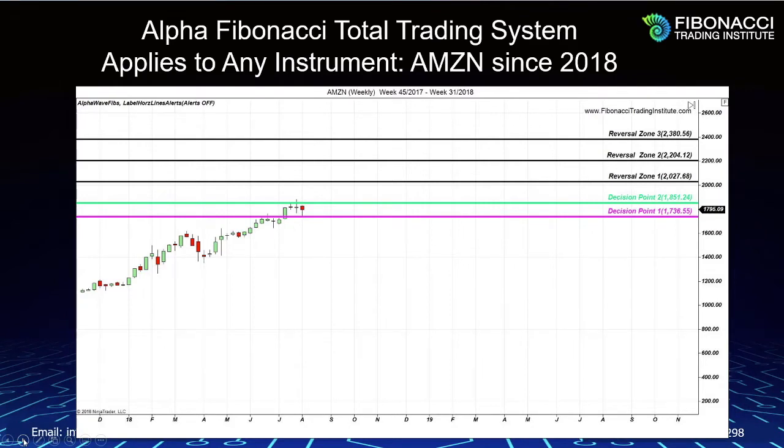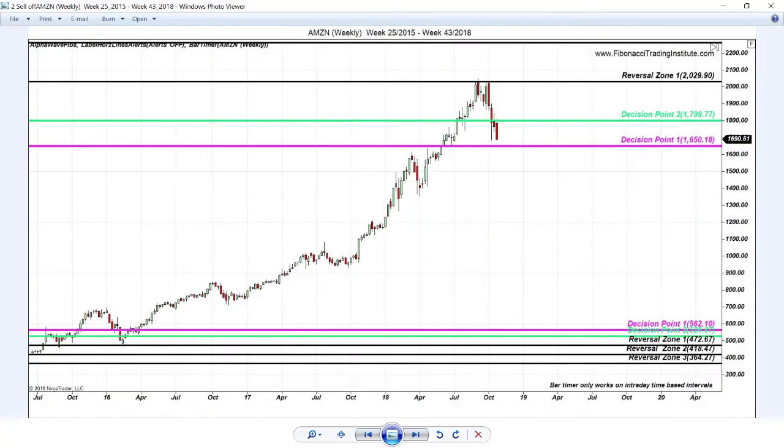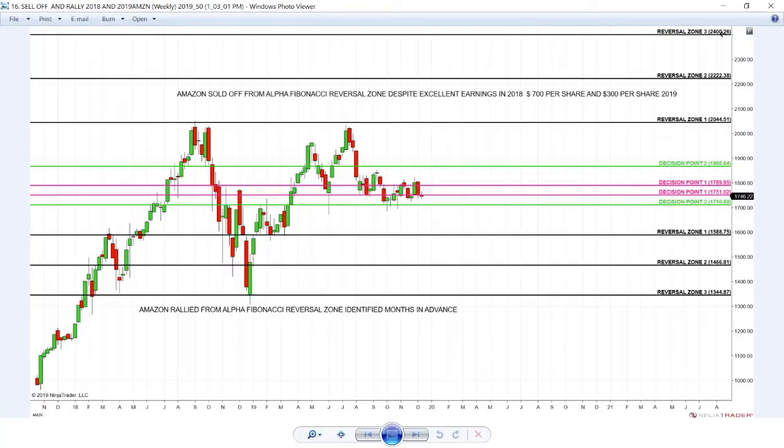Identical accuracy, identical precision applies to Amazon. Here's Amazon since 2018. The most dangerous place in the market is mid-trend, when Amazon is stuck between critical support and critical resistance. Market is very sluggish, but what do you see ahead? Alpha Fibonacci reversal zone. So how is it possible that there is only excellent earnings but Amazon is crashing $700 per share? Is it possible because the reversal zone is reached? Of course. And this continued playing out on Amazon again and again and again.